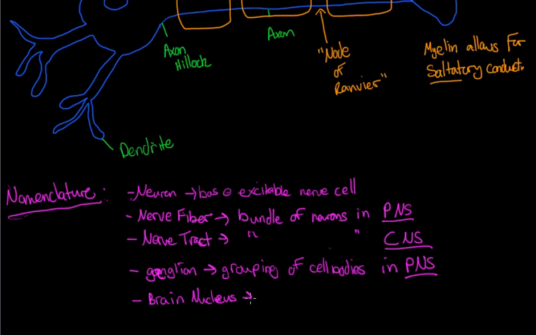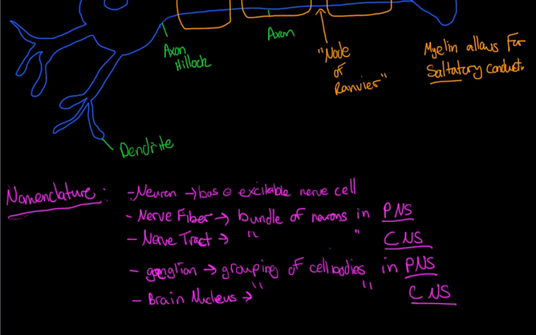Nucleus. And this is going to be a grouping of cell bodies in the CNS. These are very, very important to understand because they could completely change the answer to a question. And if you're confused with any of these, especially this brain nucleus, it's going to make the rest of the material pretty confusing.